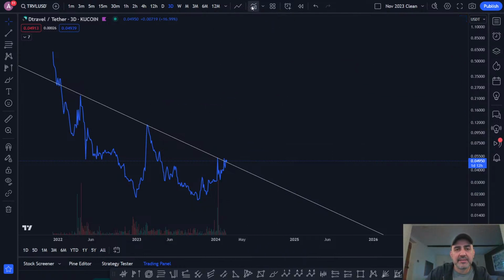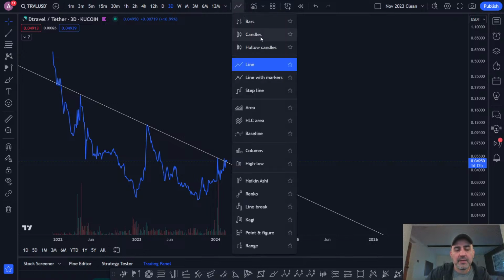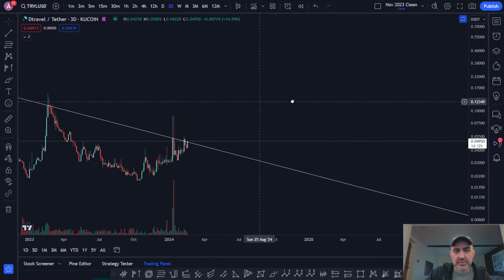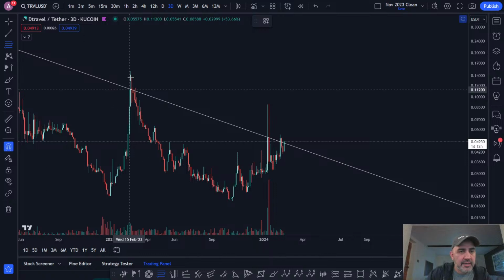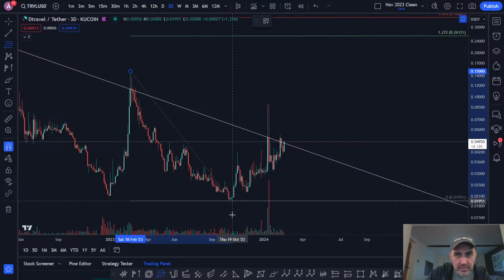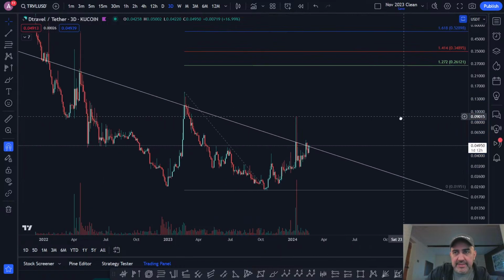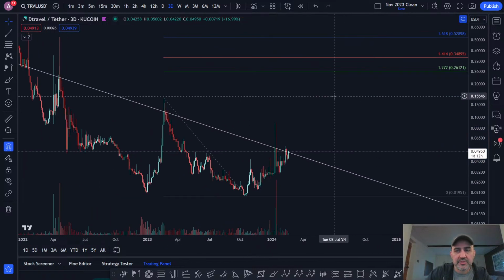If I go back to the candle chart, which I prefer, I'll keep that line as a reference line. And if I go from the tip to the toe, you see this kind of gives us slightly higher targets on the fib extension.